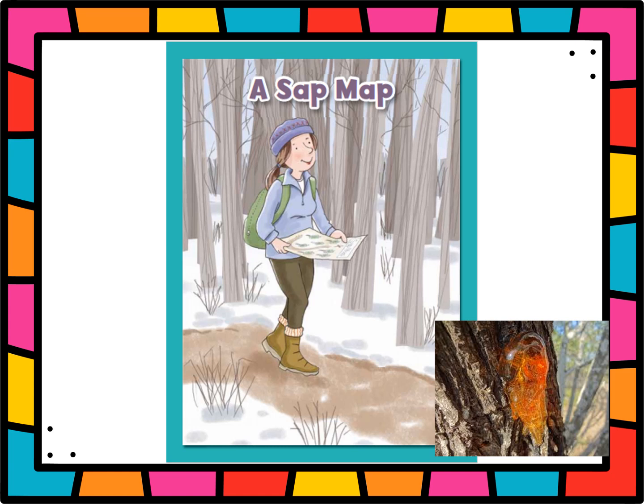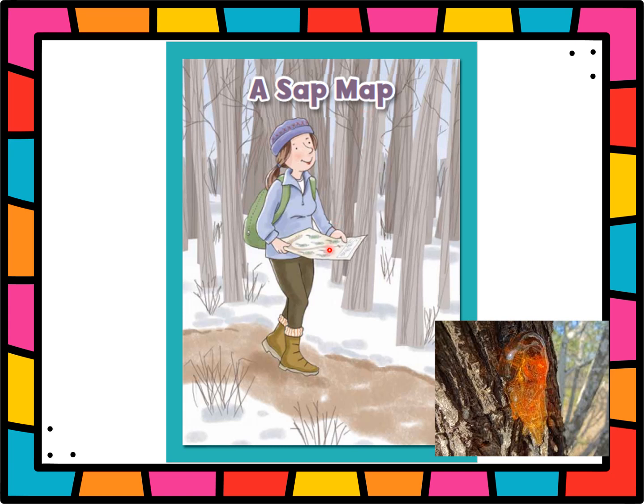Boys and girls, we're going to read a story together. Now I'd like you to look at the cover. The title is called A Sap Map. I want you to think about a map. What do we use a map for? We use it to find places. It helps us get someplace.